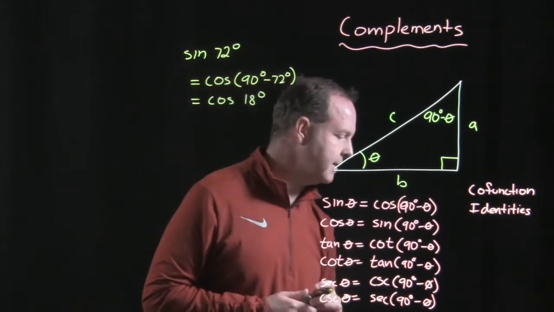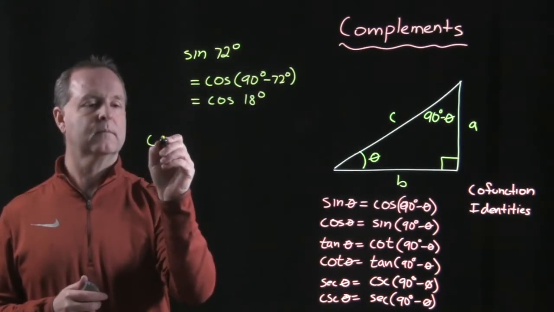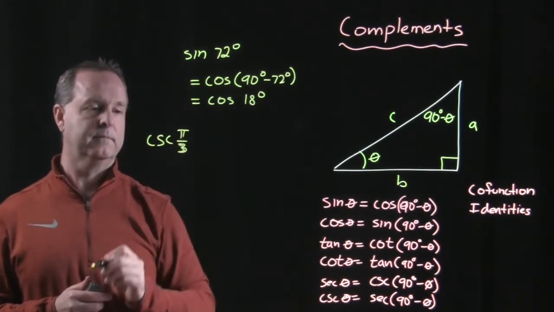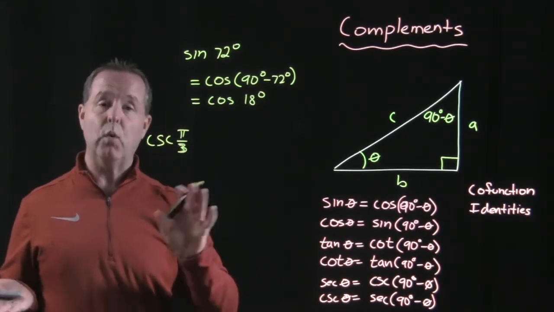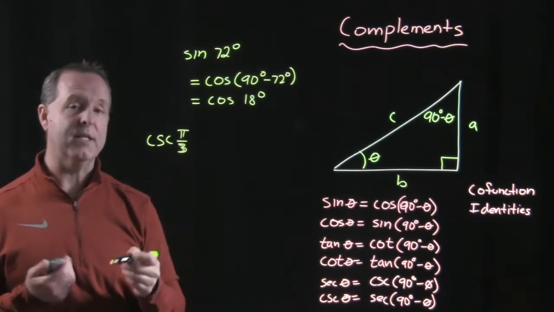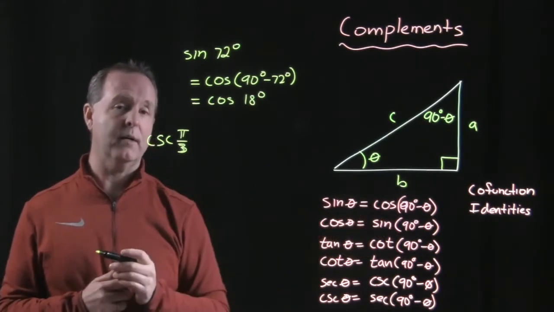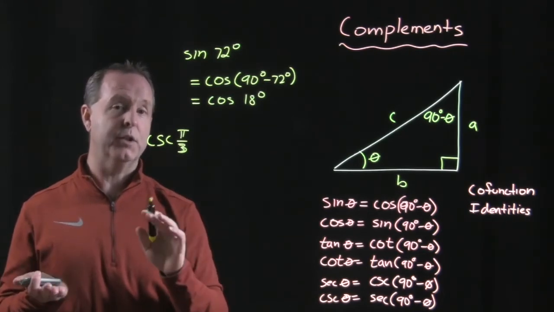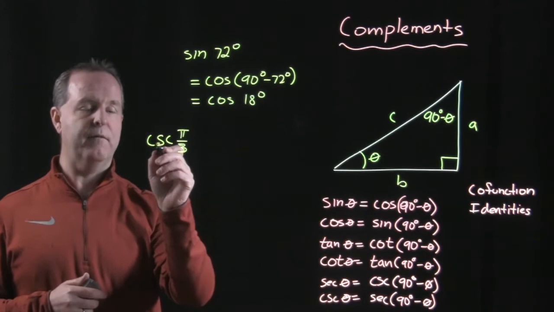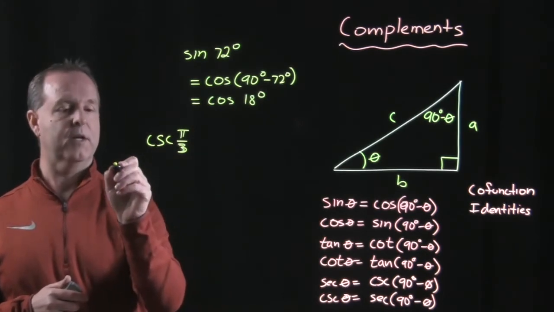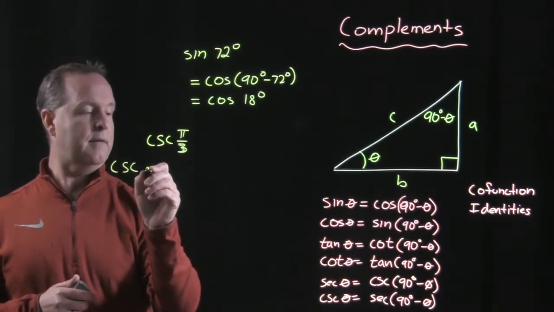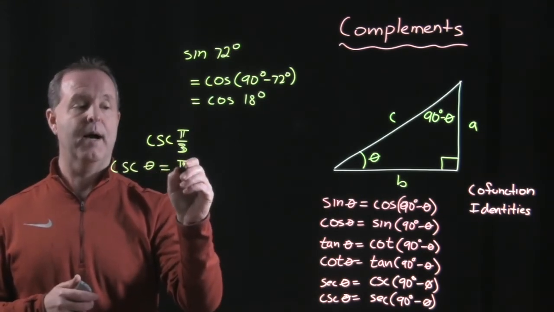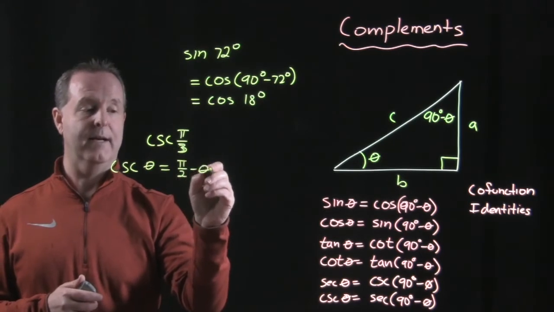Let's look at one last example. So I have the cosecant of pi thirds. We can also deal with this in radian world as well. And if that's the case, do you remember what 90 degrees is in radian world? 90 degrees was pi over 2. So the cofunction of cosecant of theta equals, in this case, not 90 degrees, but pi over 2 minus theta.